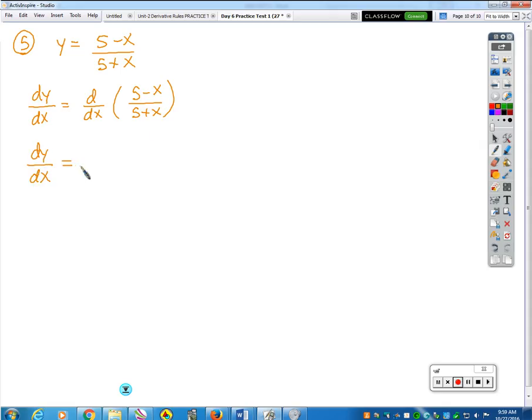Okay, somebody was right. So you would just do Lo d Hi minus Hi d Lo, which would just equal what? 5 plus x, d of (5 minus x) over dx, minus (5 minus x), d of (5 plus x) over dx, all over (5 plus x) squared.